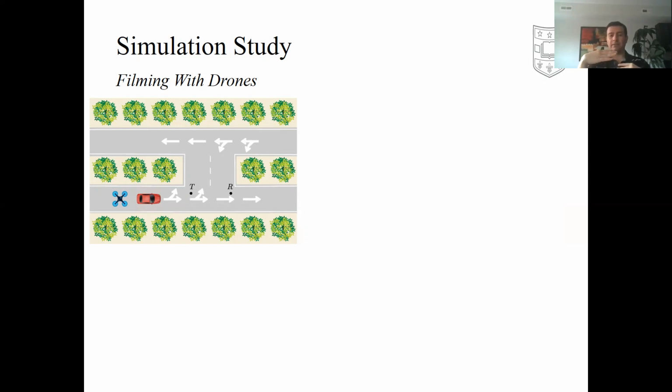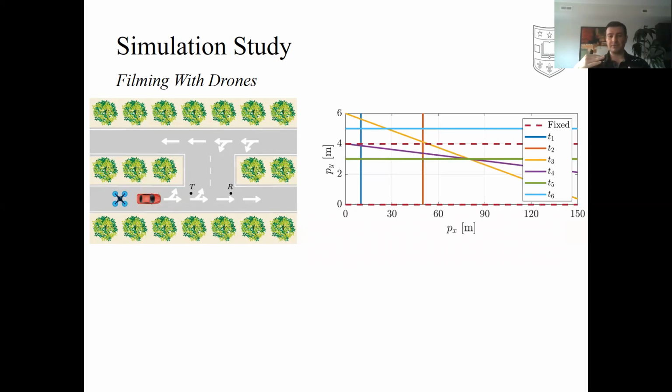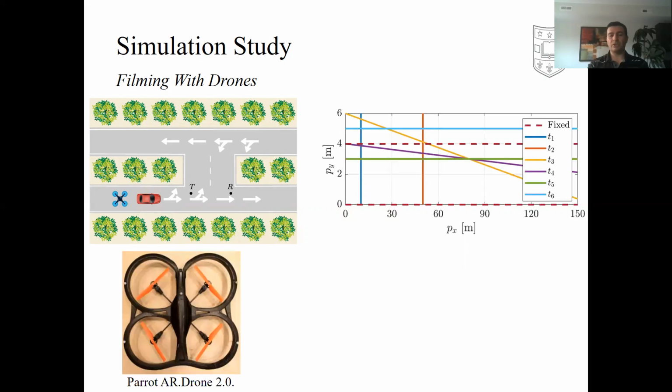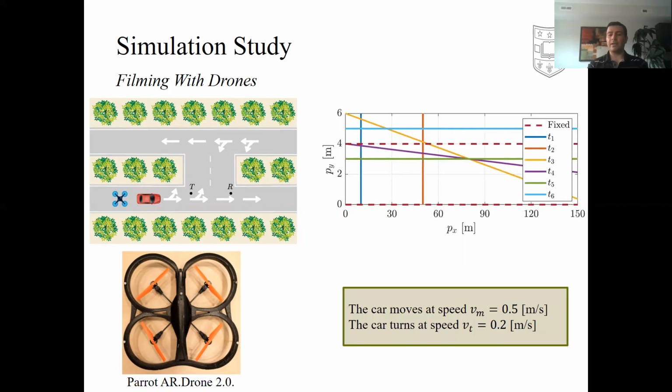It means that we have two time invariant constraints, and the drone should always be behind the car. So since the car is moving, it means that we have time varying constraints as well. In order to carry out this simulation, we will use the model of an AR drone. We have identified the model for this drone in our lab, and we assume that we know the moving and turning speed of the vehicle.